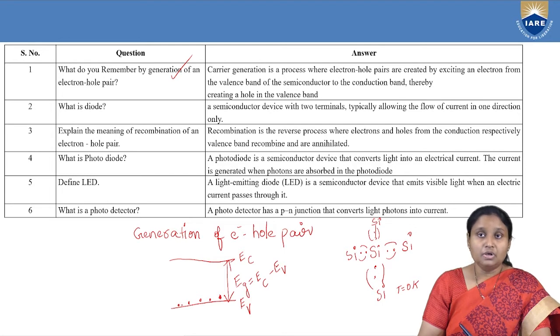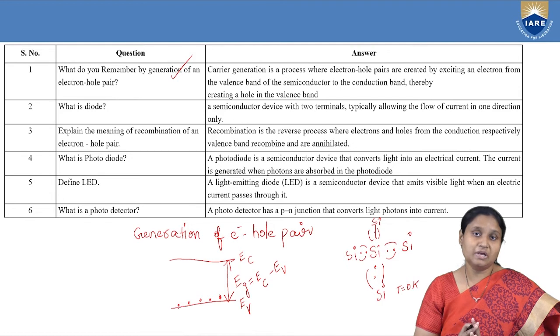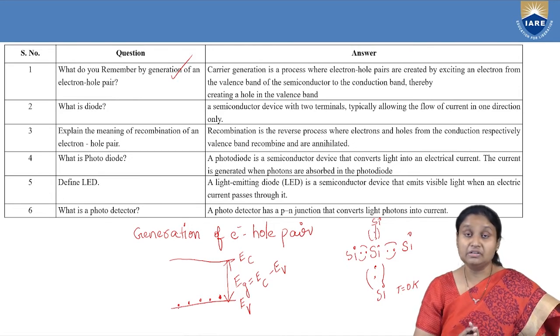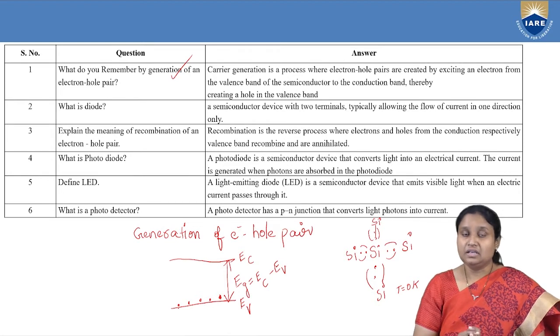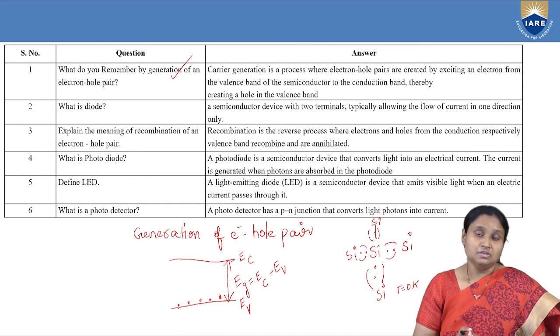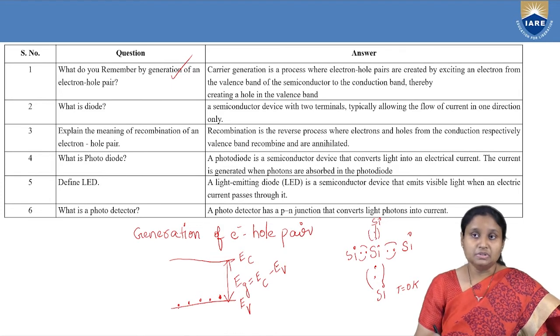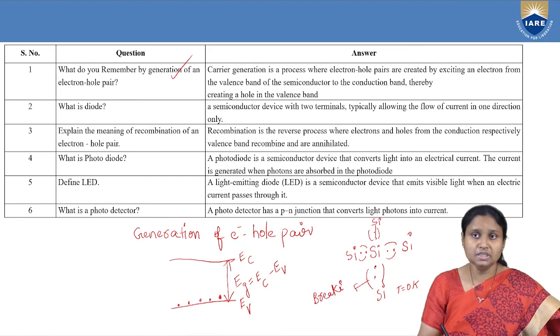The valence band of a semiconductor is completely filled at T equal to 0 kelvins. When we supply external energy, which can be in the form of temperature or electric field, the covalent bonds break. So breaking of covalent bond takes place.